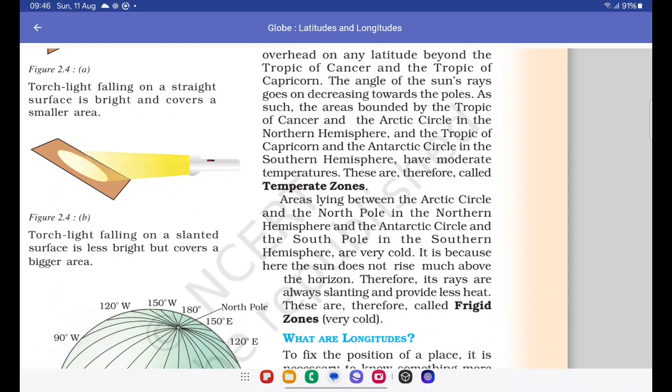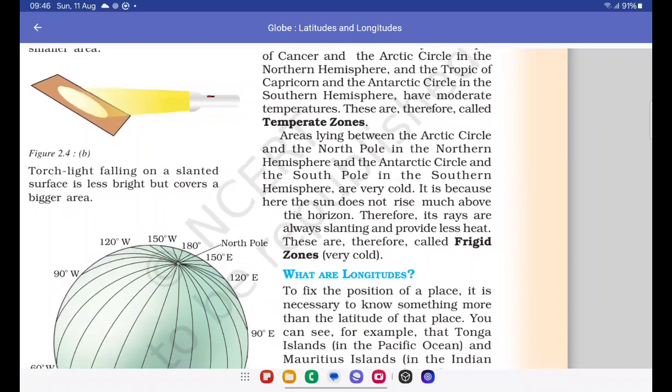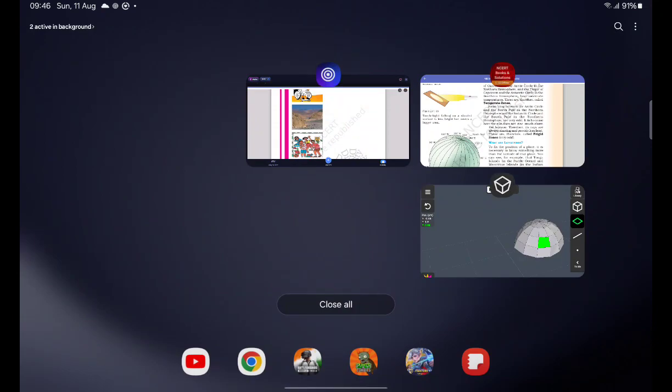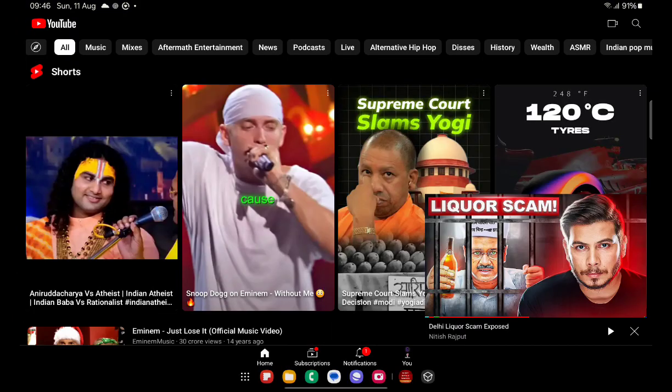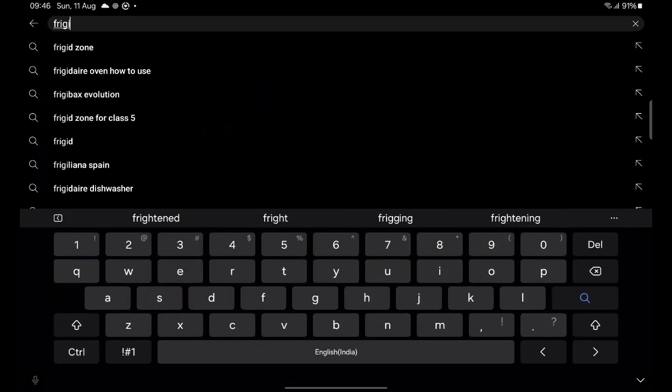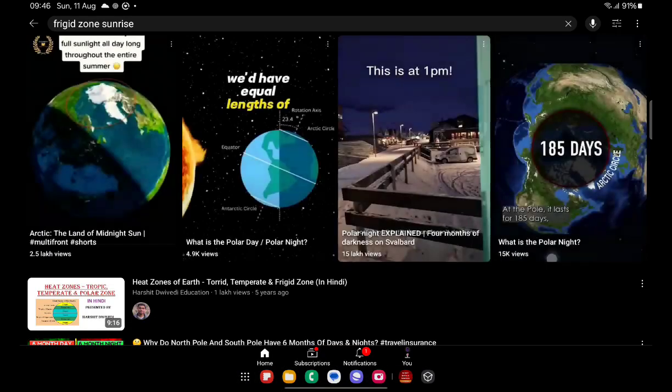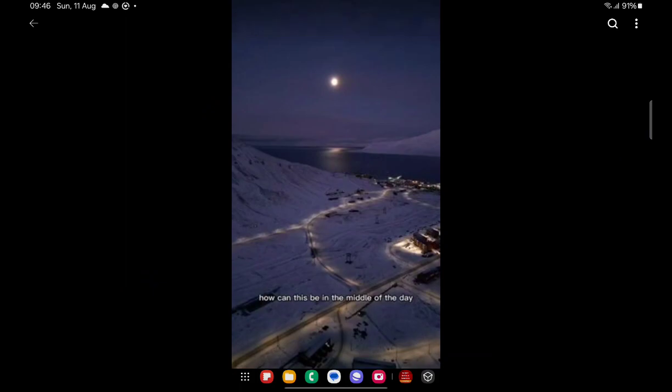To understand it more effectively, you can go to YouTube and search for frigid zone sunset or frigid zone sunrise, and there you would see how much the sun seems to rise above the Earth's surface. To give you an idea, let's open up YouTube and see it for ourselves. Frigid zone sunrise. Here, this is the frigid zone sunrise. This would explain it very effectively.